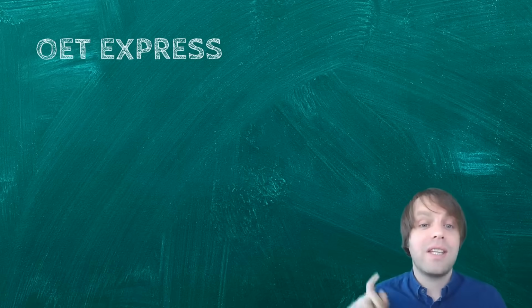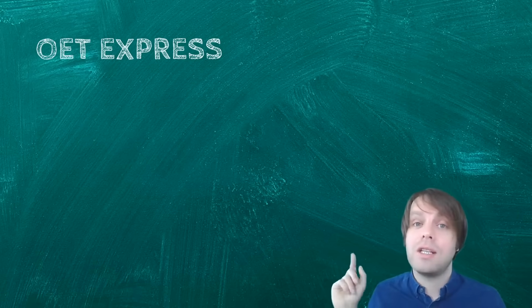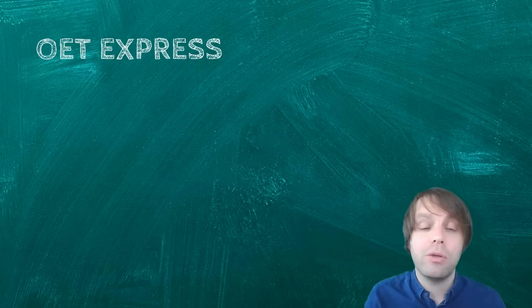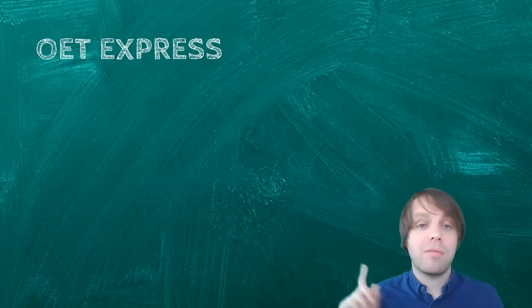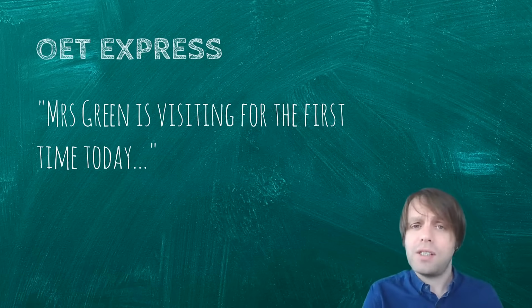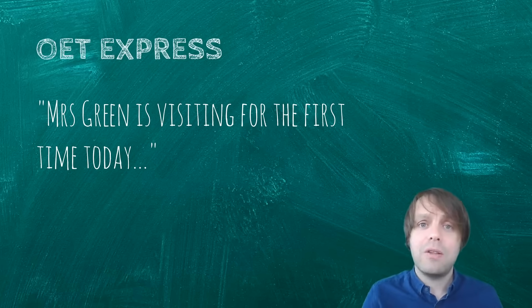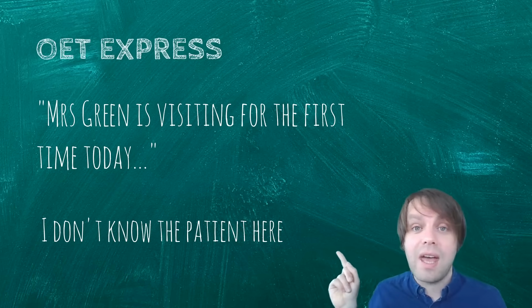So for example, if it says something like, your patient, Mr. Jones, is returning today for his blood pressure results, something like that. Do I know the patient? Of course, I know the patient. But if it says something like, Mrs. Green is visiting for the first time today. Do I know the patient? Of course, I don't know the patient here. It's in the cue card, it should be there, all right?